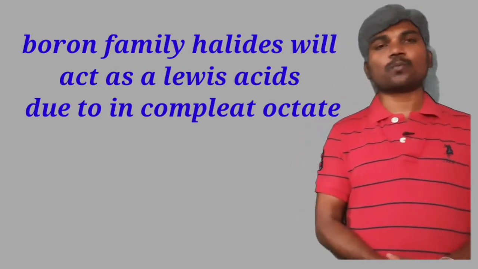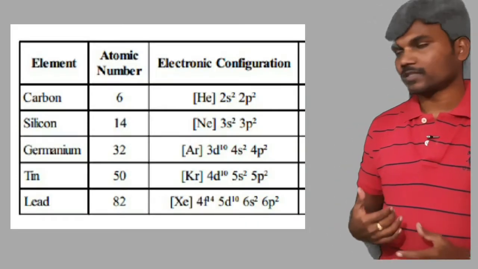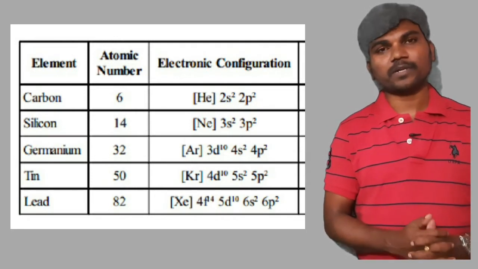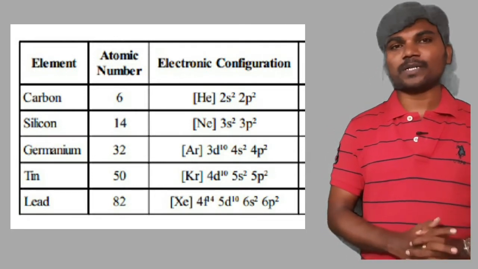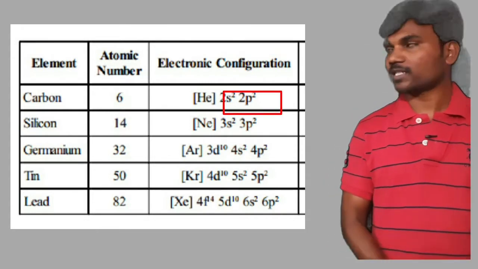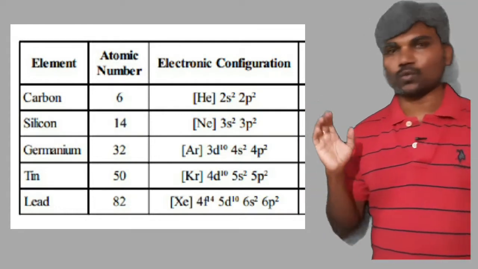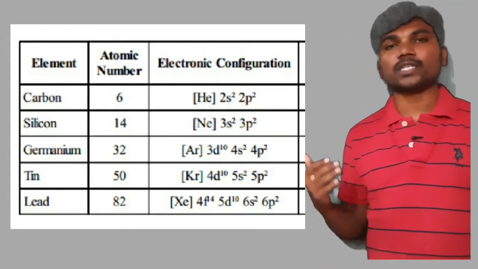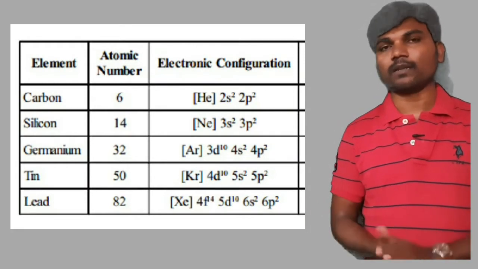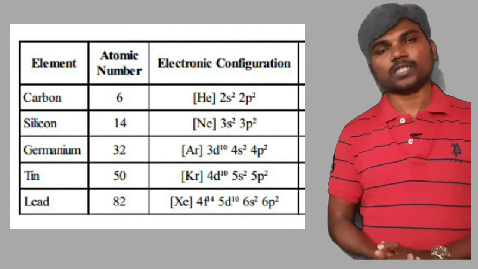Then the next group is the carbon family. In the carbon family, there are carbon, silicon, germanium, tin and lead. These elements' general electronic configuration is ns2 np2. Why? Because just see all these electronic configurations: in the case of carbon 2s2 2p2, in the case of silicon 3s2 3p2, in the case of germanium 4s2 4p2, in the case of tin 5s2 5p2, and in the case of lead 6s2 6p2.